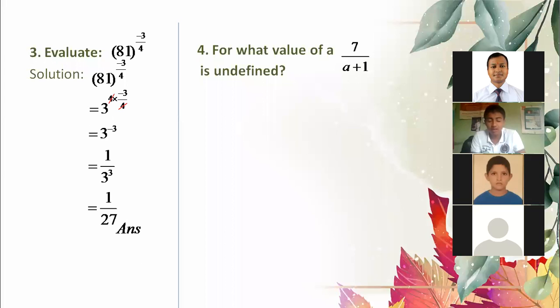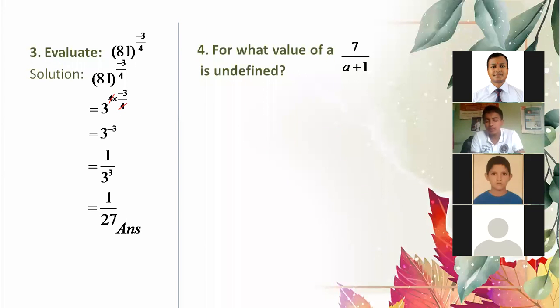a equals minus 1. To make the value of a fraction undefined, its denominator must be 0. Denominator 0 hunu parcha. That means a plus 1 must be 0. So what value do we have to put in place of a to make it 0?